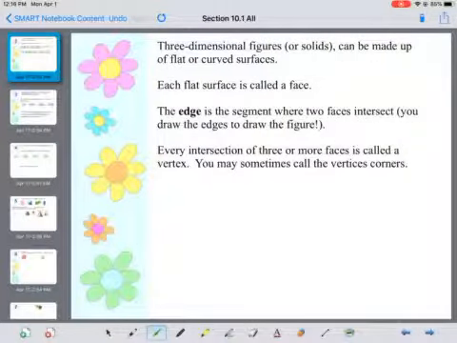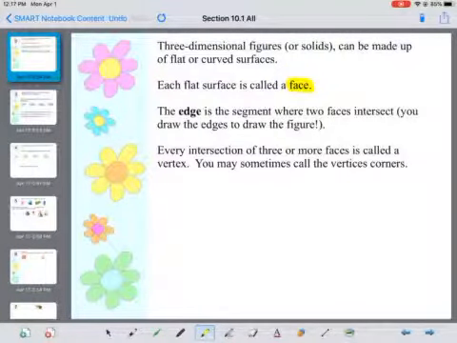So, three-dimensional figures, otherwise known as solids, can be made up of flat or curved surfaces. So notice it's different. Polygons can only have straight sides, and polyhedrons can only have flat surfaces. But solids or three-dimensional figures can have curved ones. They're just not polyhedrons then. Each of the flat surfaces is called a face. So that's kind of a big deal right there.